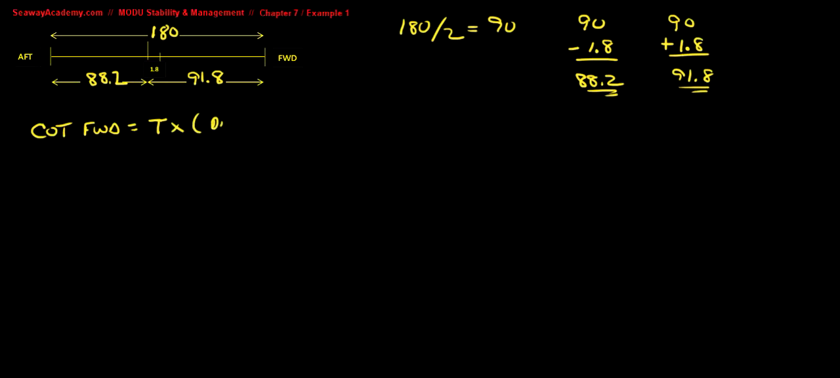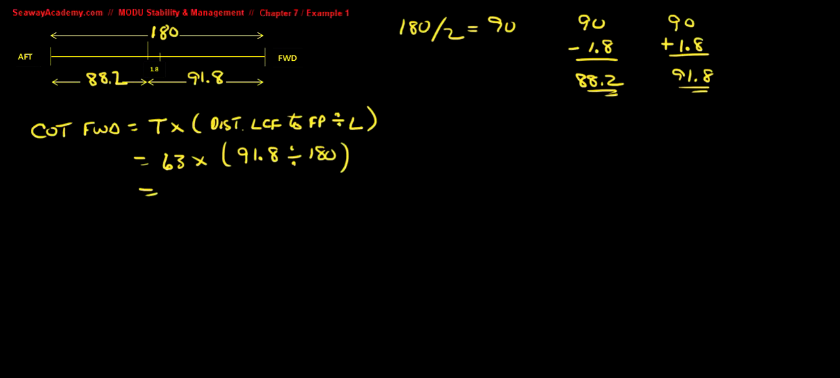So for the change of trim forward, the formula is your trim times the distance of the longitudinal center of flotation to the forward perpendicular divided by your length. Now in the question they told us our trim is 63 centimeters, and this is trimmed aft, times 91.8, which is what we calculated our LCF to a forward perpendicular. Divide this by 180, so our change of trim forward is 32.13 centimeters.